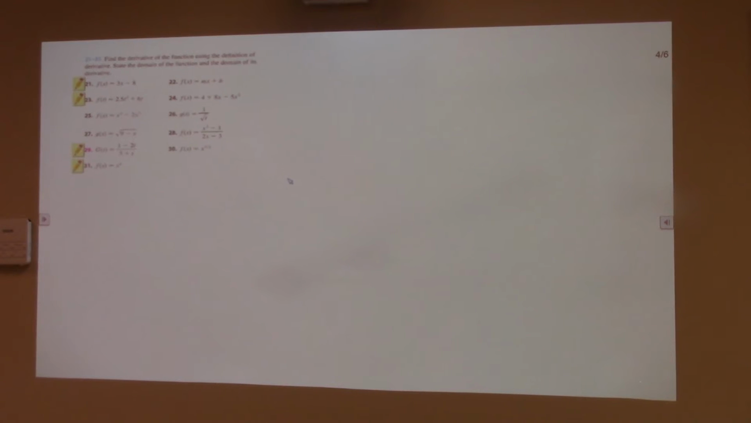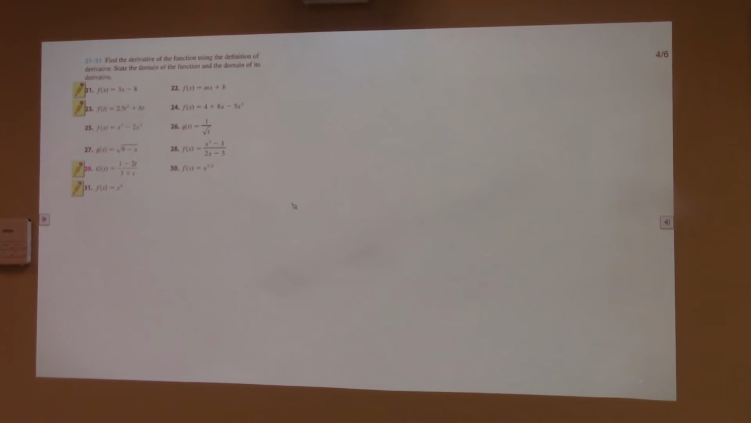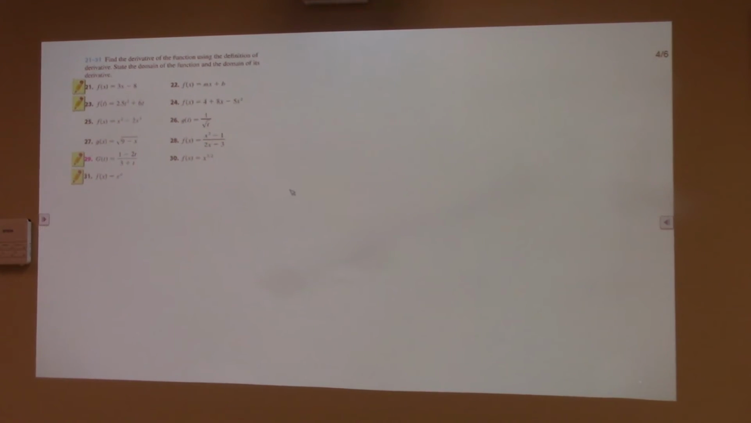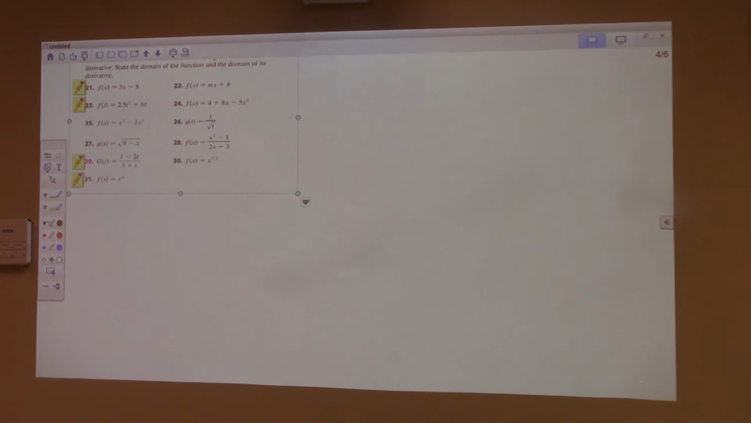Let's just pick, let's try a simple one. Let's just do 31. F of x is equal to x to the 4th. F of x is equal to x to the 4th. I'll write it down, please. You don't need to write it down, but f of x is equal to x to the 4th. That's pretty simple.